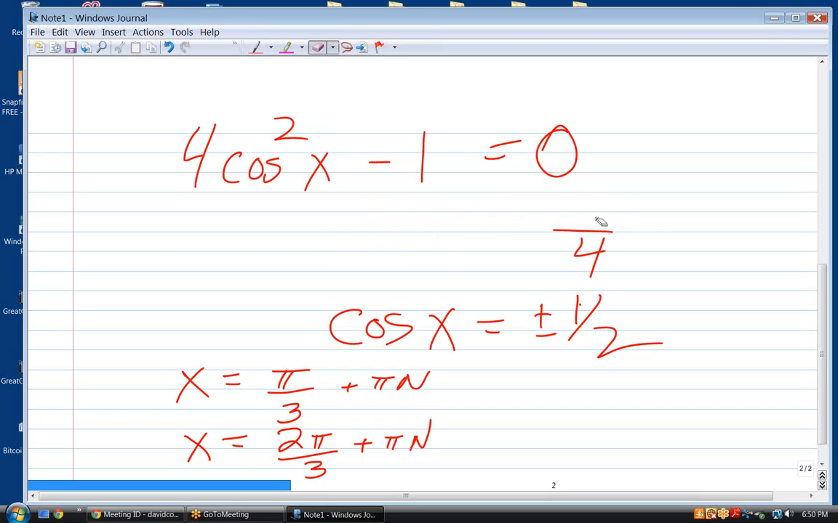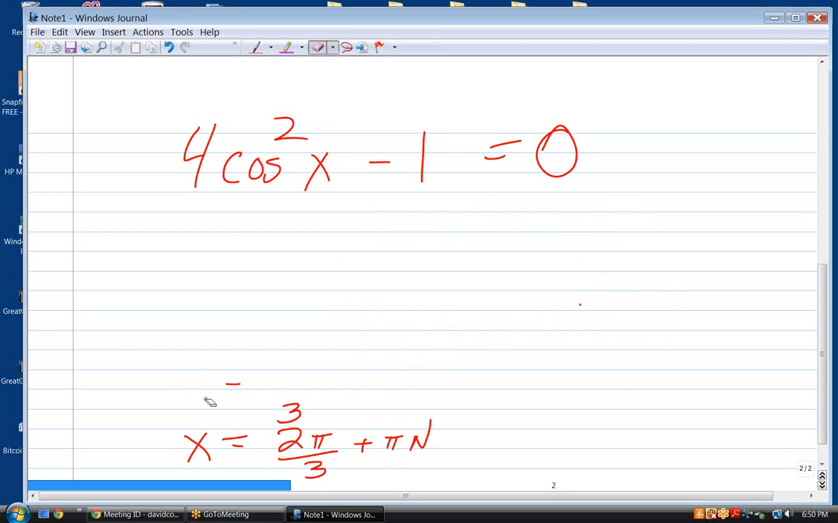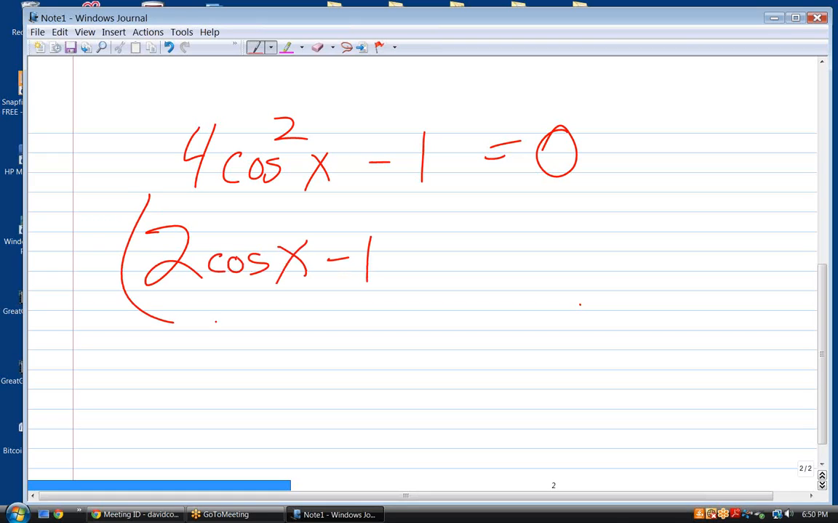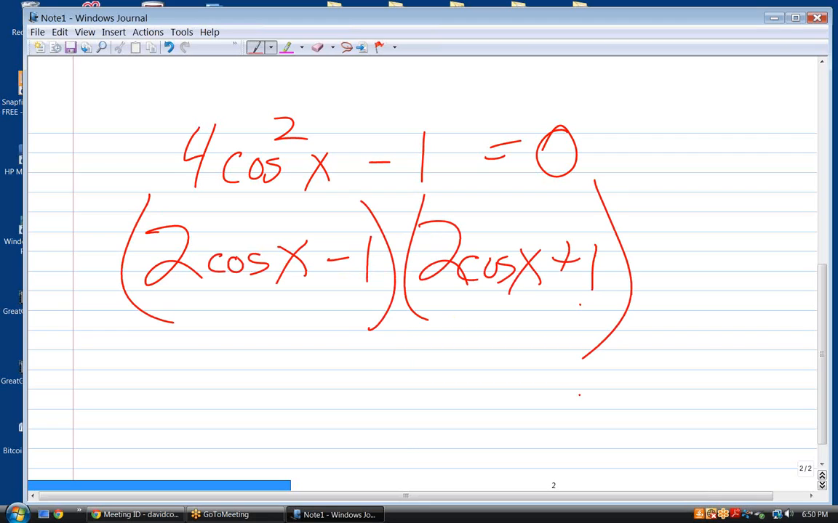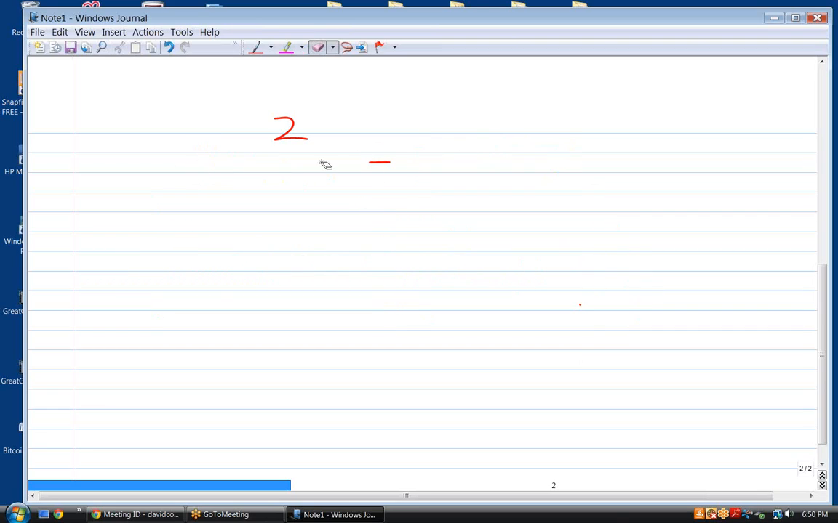Incidentally, there's another way to look at this problem. We solved it very algebraically, but one way you'll never forget to put the plus or minus is if you solve it as the difference of perfect squares. Then you'll get cosine x equals plus 1/2, cosine x equals minus 1/2. Okay. So these are in the interval of 0 to 2 pi.